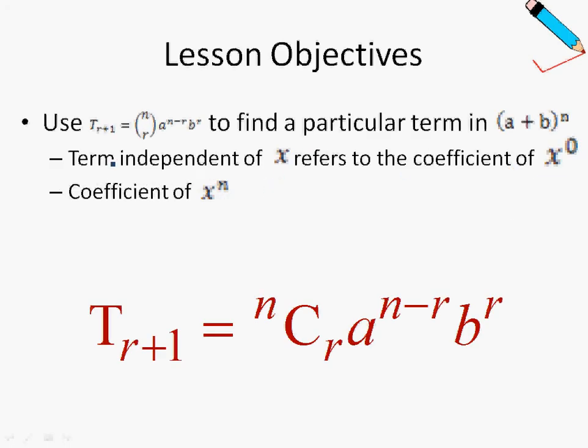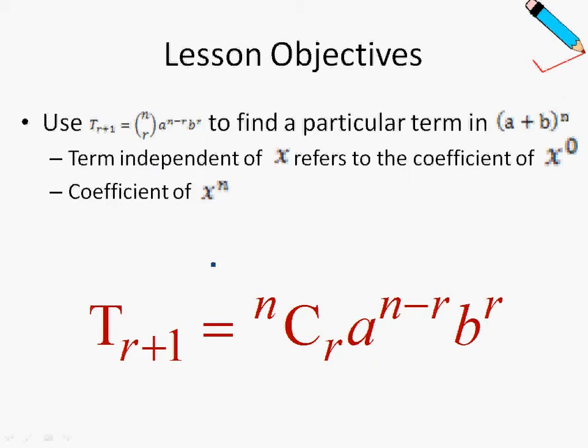Just want to highlight this term over here. If the question asks for the term independent of x, the question is simply asking you to find the coefficient of x to the power of 0. In layman terms, just find the number in front of the term x power 0. Sometimes the question might ask you to find the coefficient of x squared, for example, or x to the power of 5, for example. In the next few examples, it will just demystify this for you.